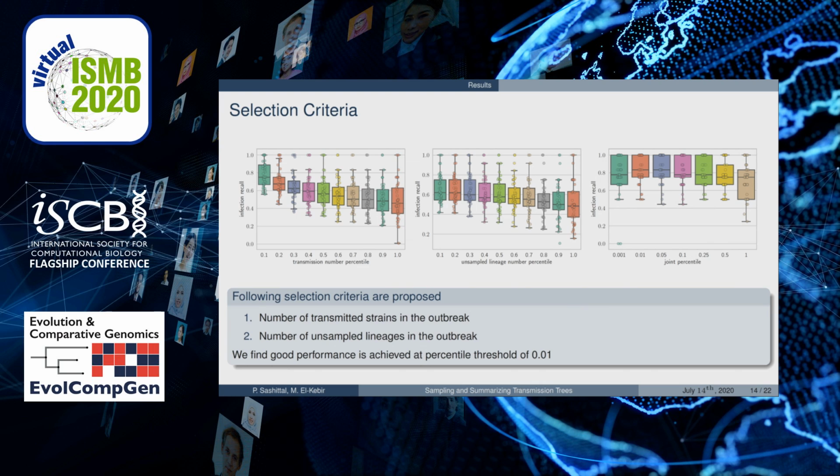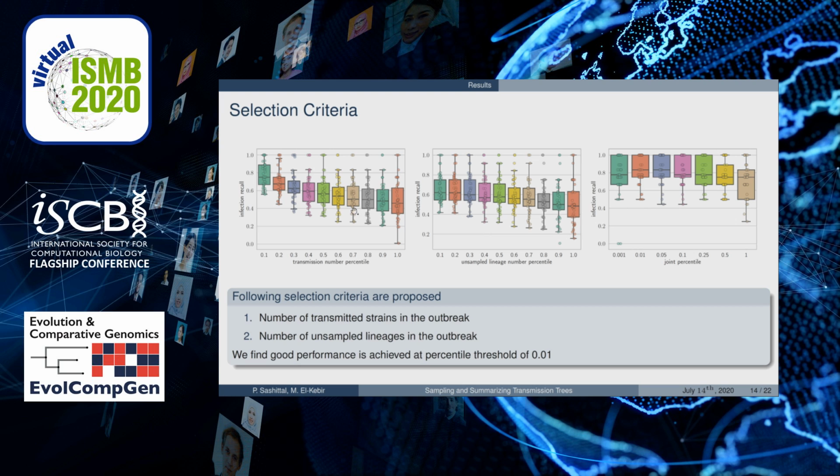Now, in general, it might not be ideal to summarize the entire solution space, and so we propose 2 selection criteria which can be used to prioritize the candidate solutions that are sampled from the solution space. The 2 criteria that we propose are number of transmitted strains in the outbreak and number of unsampled lineages in the outbreak. We find that both these criteria are negatively correlated with the infection recall, which is how many transmission pairs were correctly recalled from the ground truth.